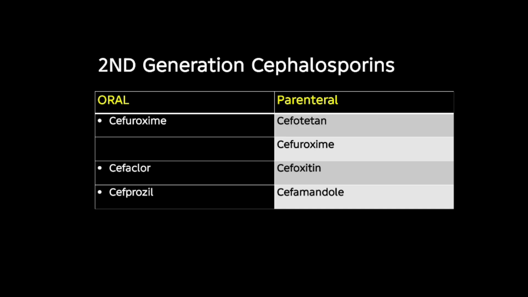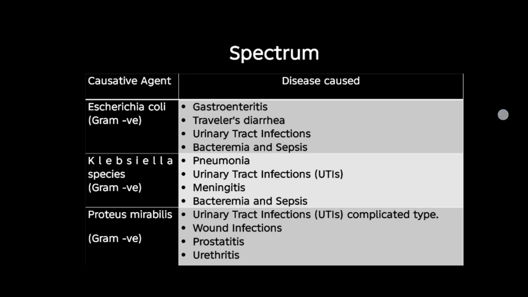Then we have the second generation cephalosporins, and these include oral cefuroxime, cefaclor, and cefprozil. While the parenteral include cefotetan, cefuroxime, cefoxitin, and cefamandole. If we look at the spectrum of the second generation cephalosporins, they are more active against the gram negative bacteria than the gram positive bacteria. First generation cephalosporins have activity against the gram positive but limited activity against the gram negative, while second generation cephalosporins have good activity against the gram negative bacteria as well.